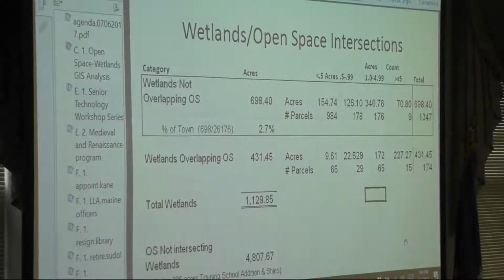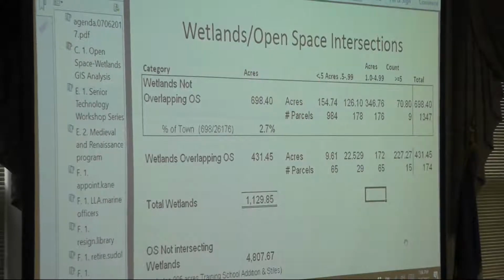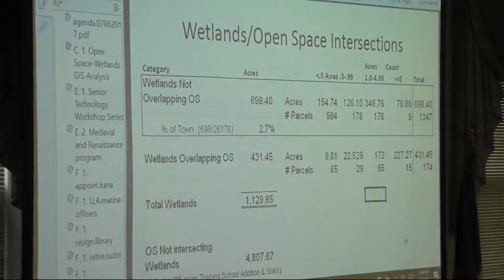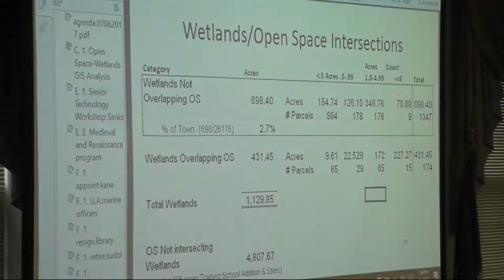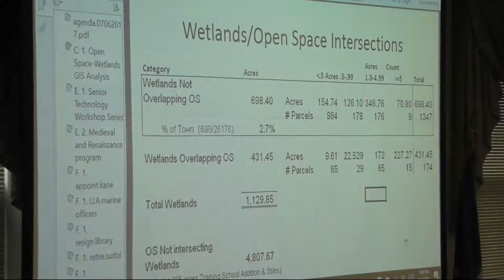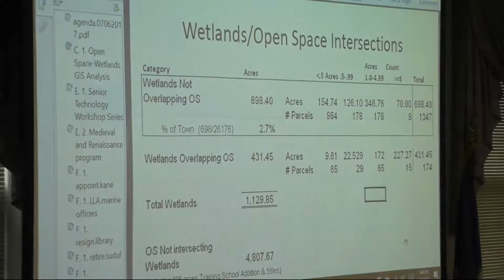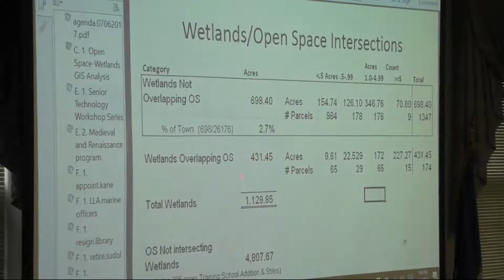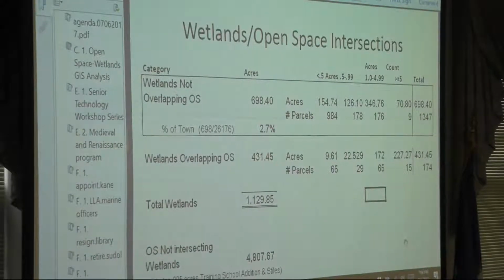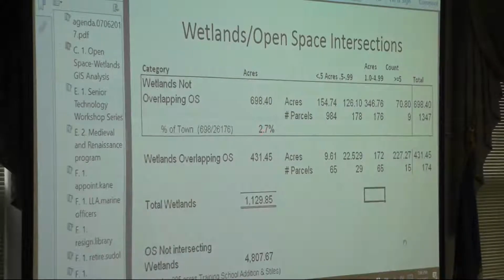I drew out the analysis: up to half an acre, from half an acre to just under 1 acre, 1 acre to 5 acres, and greater than 5 acres. So a large percentage of these properties have less than 1 acre of wetlands on parcels that are today not considered open space. If you believe that premise, that should be open space, that would be 2.7%.